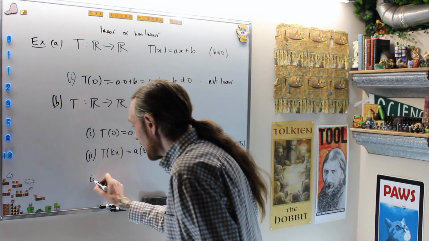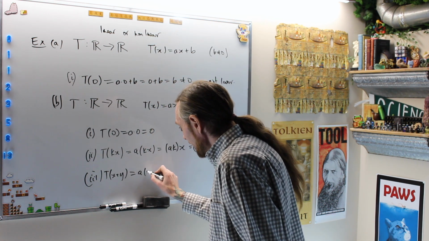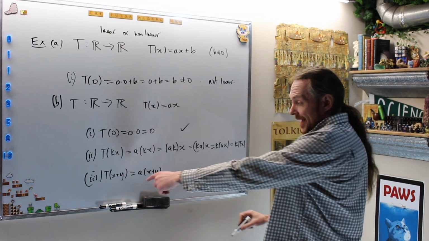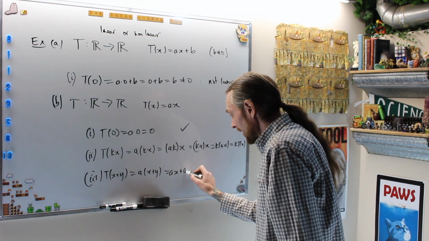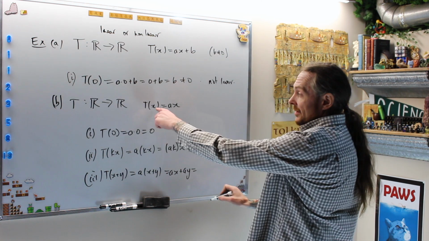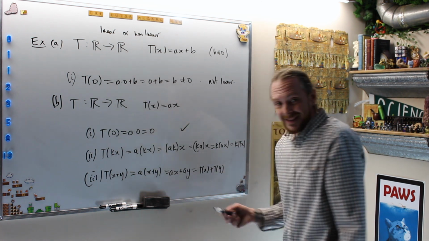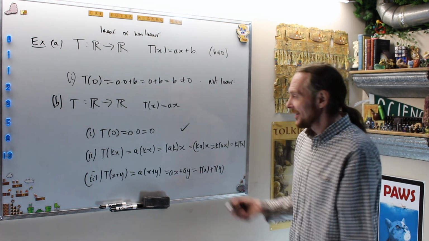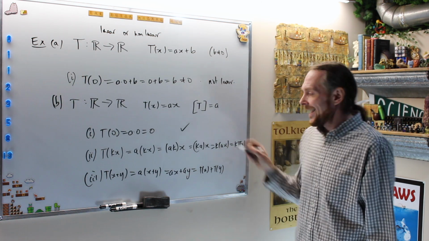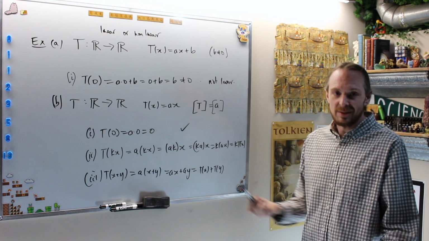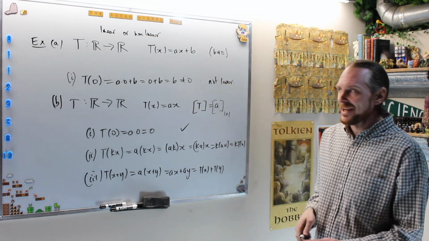Axiom. 3, T of x plus y is equal to a times x plus y. And by another axiom of the vector spaces, I can scalar distribute that, which is ax plus ay, which is what? T of x plus T of y. So linear. What's the standard matrix of it? A. It's a 1 by 1 matrix. This is weird, I know, I'm doing calculus functions. Let's move up in dimensions now.